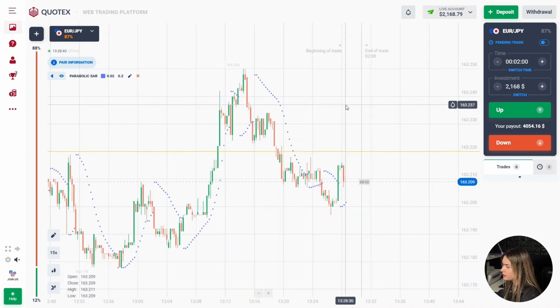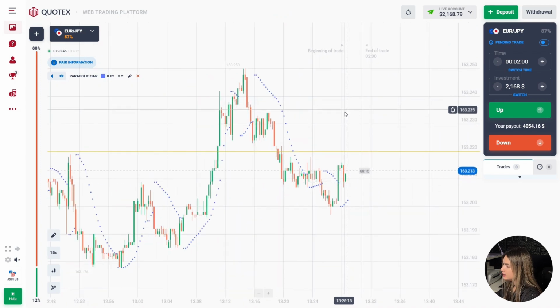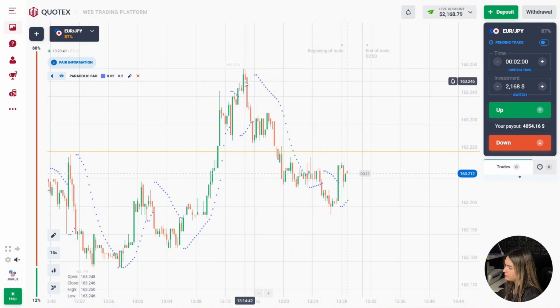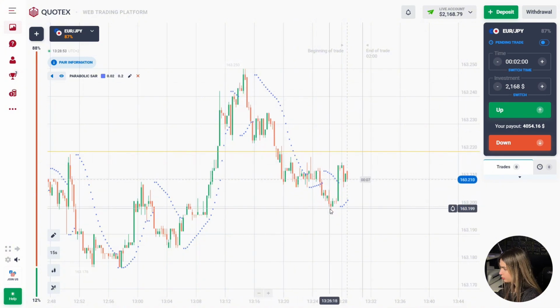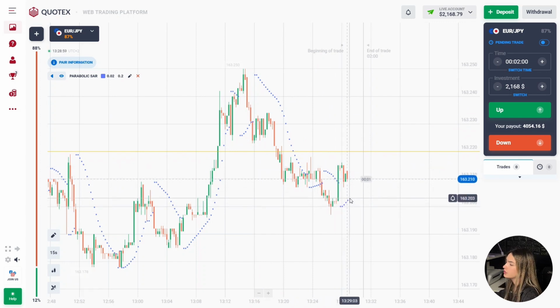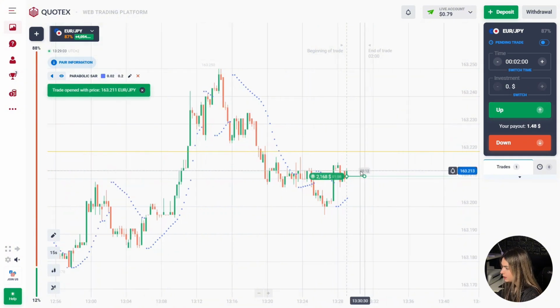Here the price is moving in an uptrend. And now there is a pretty strong downward pullback on the chart. Also, as you can see from the last price low, the price goes up with an impulse. And the dotted line of the parabolic is located under the graph. So in such a situation, I suggest opening a deal for 2 minutes up.